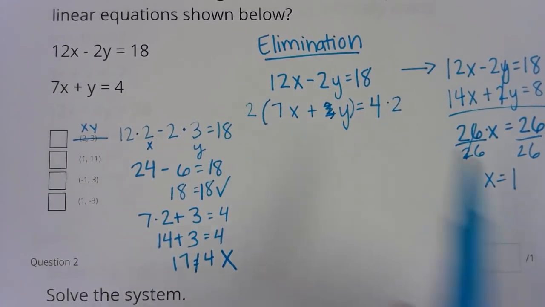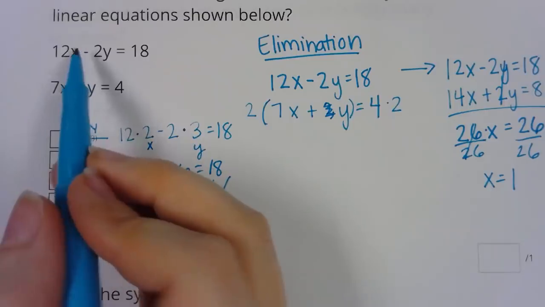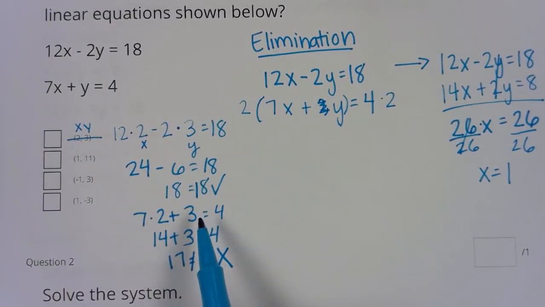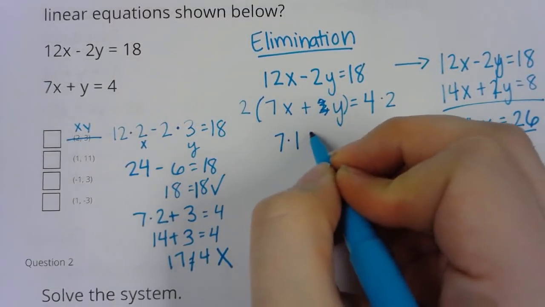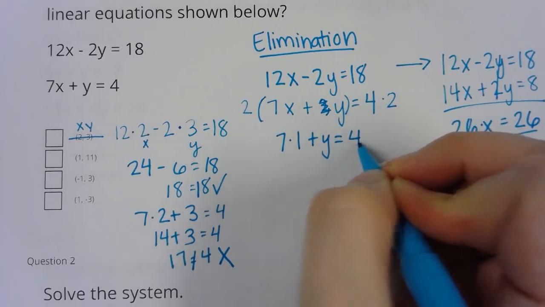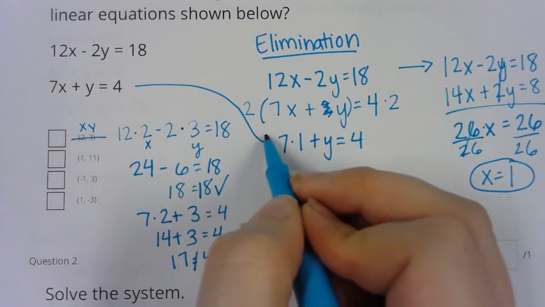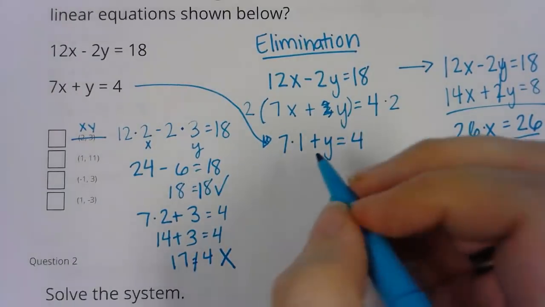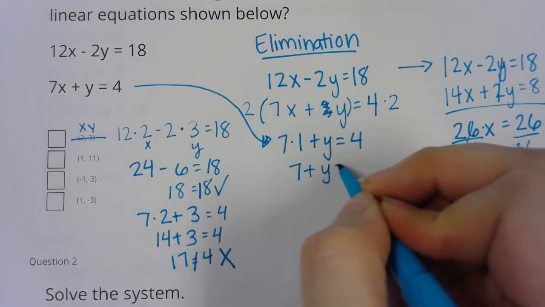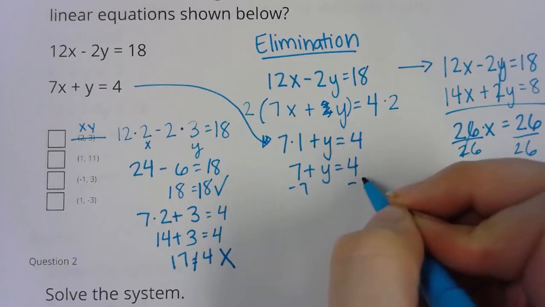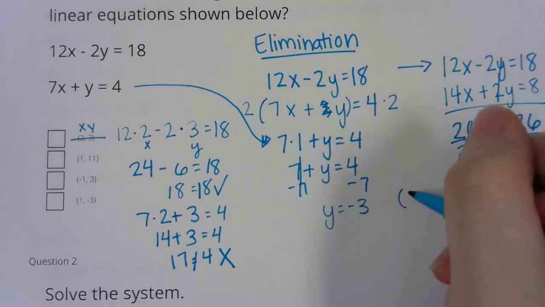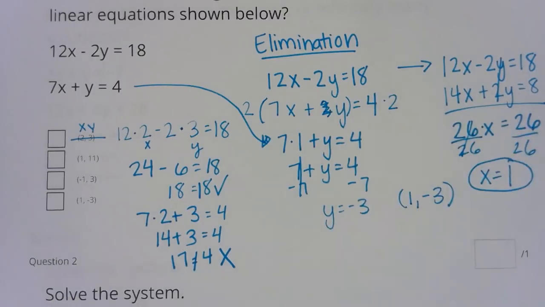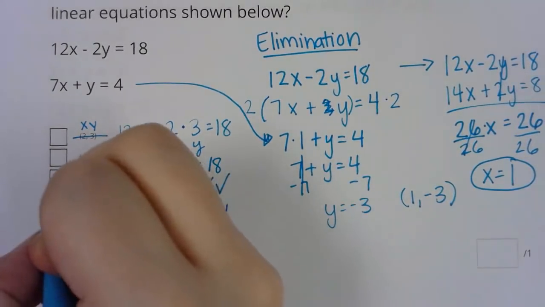So I could take that and put it back into either one of these equations for x, similar to what I did here, except I do not have a y value to plug in. That's what I'm about to solve for. So then I would say 7 times 1 plus y equals 4. So I'm going to take this second equation and put my 1 in the place of x. So I have 7 plus y equals 4. Subtract 7 from both sides, so y equals negative 3. So that's the point 1, negative 3. So I know that this is my solution.